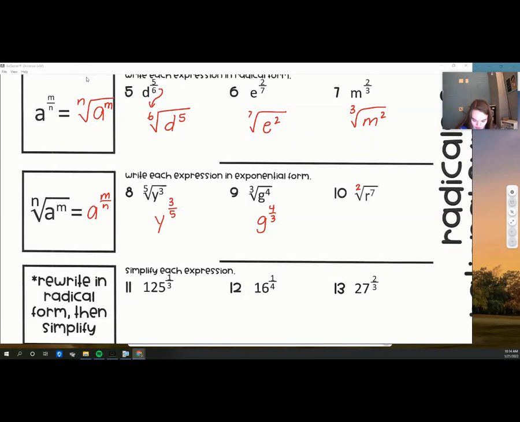Remember, if there's no number outside, it is a 2. So R, 7 over 2.